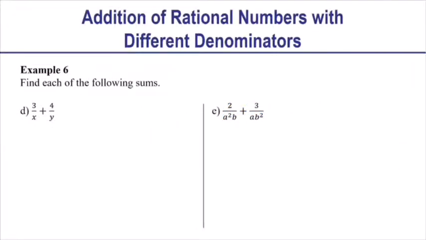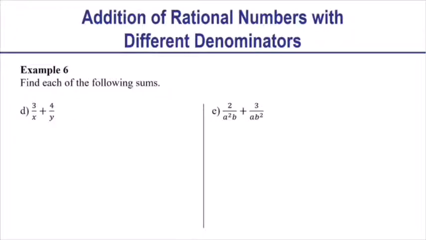Now let's get a little more abstract. Here in example 6, we have some fractions that have variables as their denominators. But we're going to be using the same process to add them. So don't be alarmed. A lot of students freeze up when they see variables. But if you understand the concepts that are used to work the problem, then there's no need to freeze up just because there are variables introduced.